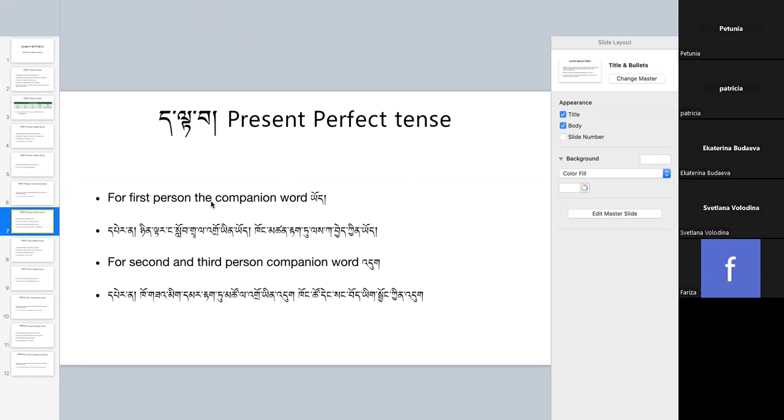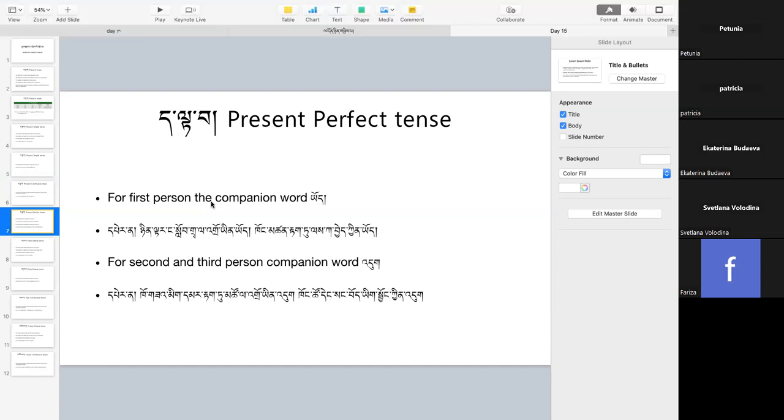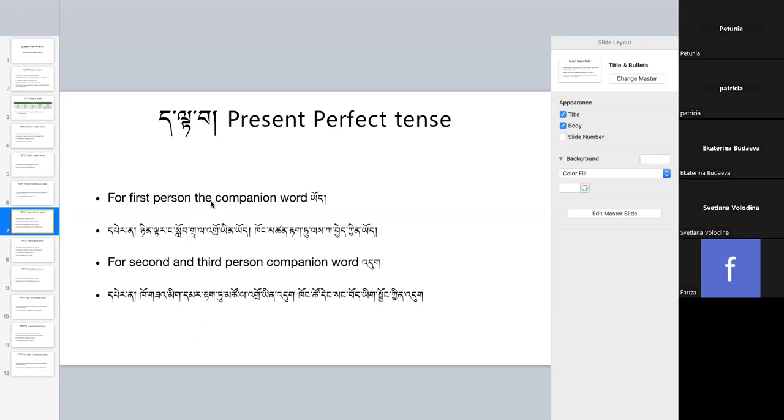Now the third variation, that is the present perfect tense. The same rule applies for the verb. When we're talking about the verb, we understand that these are all present tense. The variation though comes from the companion word, which makes it either present simple, present continuous, or present perfect.